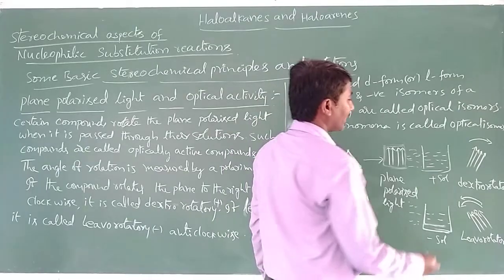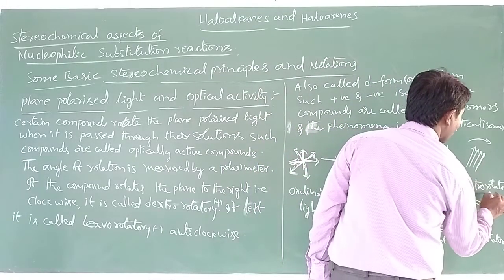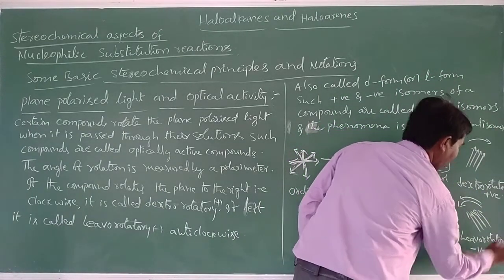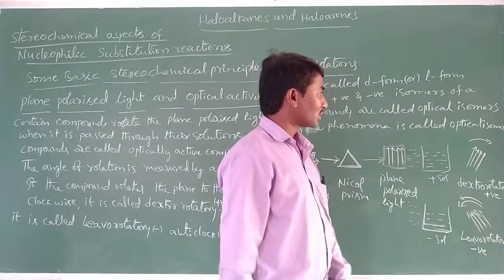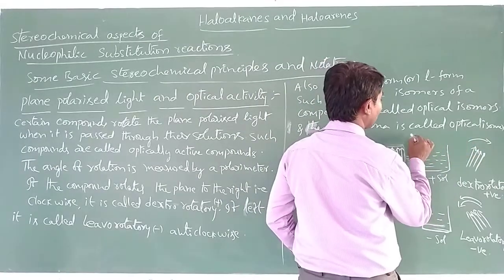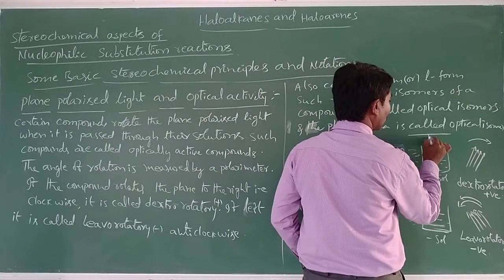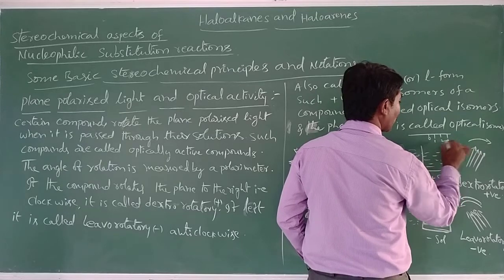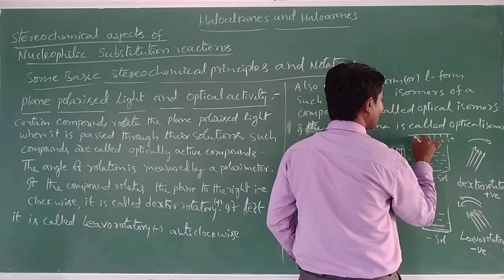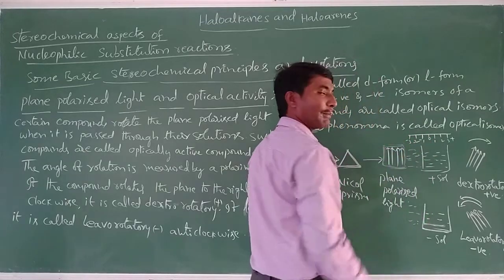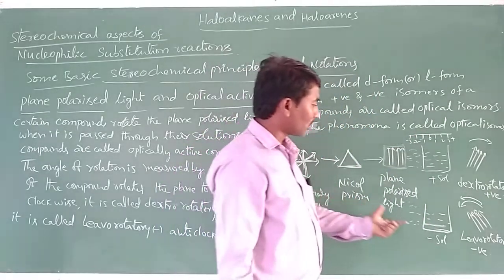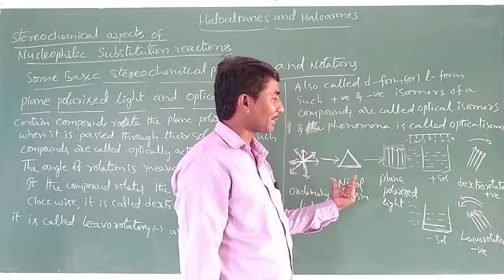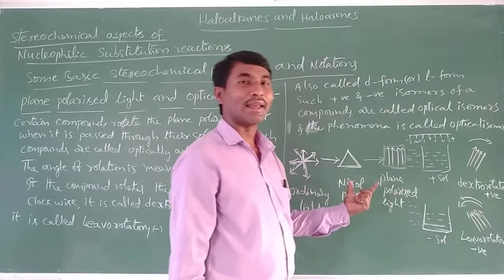So dextrorotatory indicates positive, and levorotatory indicates negative, a negative sign. Why is it a negative sign and why a positive sign? Suppose this is a scale, so 0. The right side is 1, 2, 3, all these positive. And on this left side, minus 1, minus 2, minus 3, negative. So that's why anti-clockwise rotation of the compound is called negative or levorotatory.